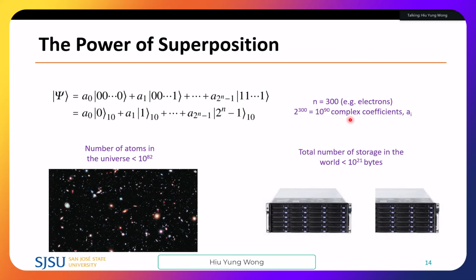So we still have not talked about the power of superposition yet, but I hope that from here you already see that it's profound, right? If we are able to use it as a memory, we could store lots of stuff using just 300 electrons. Of course, we cannot use it in that way, but it has a lot of information, because the total amount of storage in this world is less than 10 to the power 21 bytes, and the number of atoms in the universe is less than 10 to the power 82. So this shows you why it's profound, because we can do superposition.